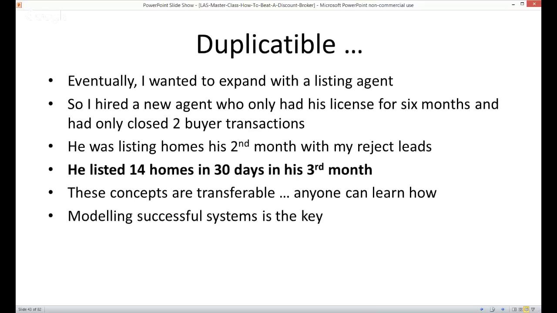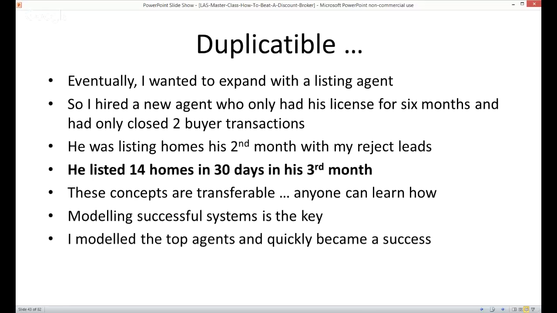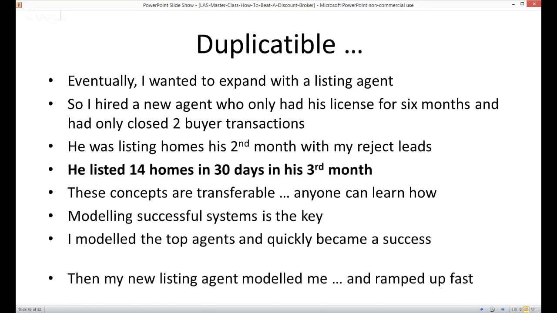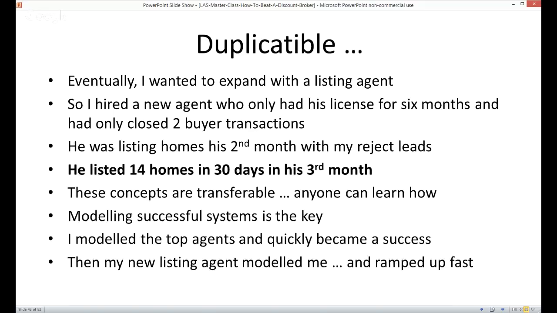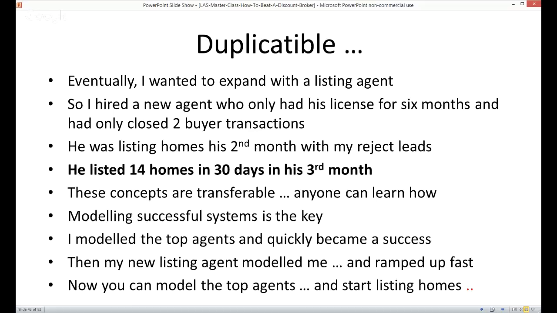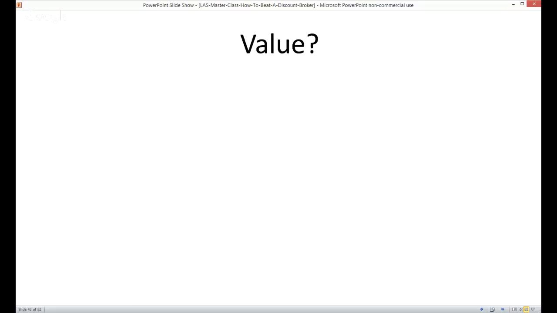So modeling the successful agents is the key, right? So model successful agents, model successful systems. I modeled the top agents and quickly became a success. Then my new listing agent modeled me and ramped up fast. Now you can model the top agents and start listing homes.